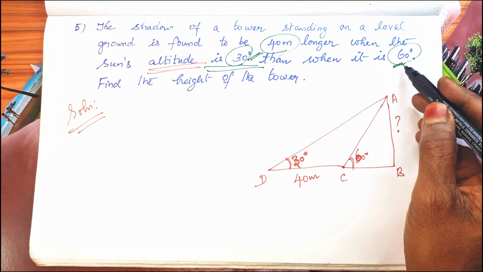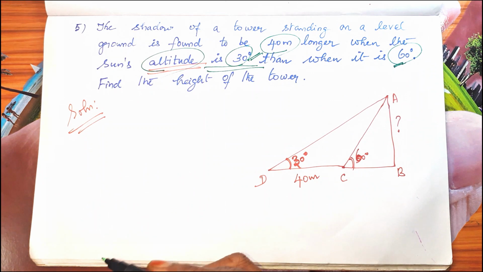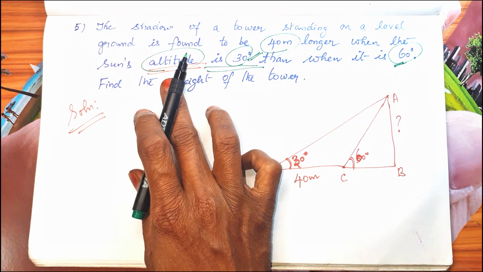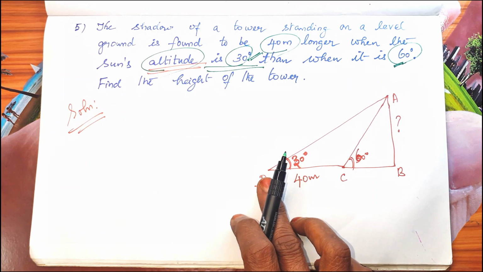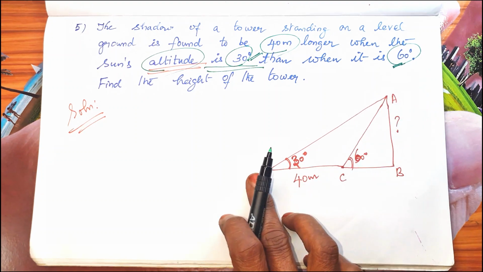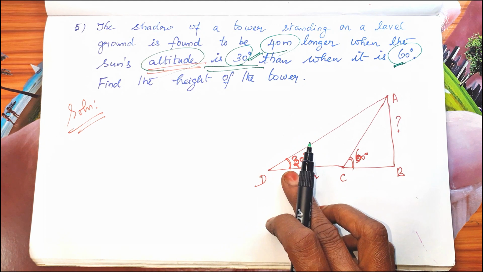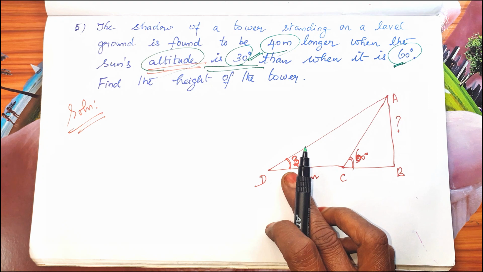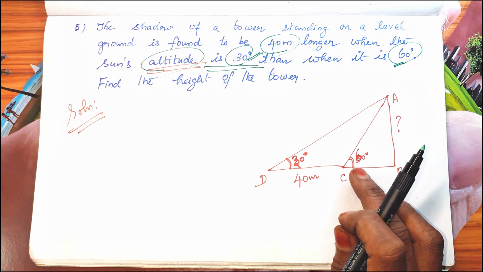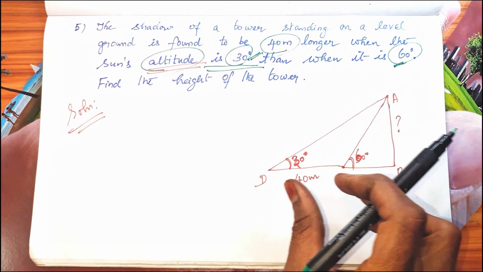But when the altitude is 60, it is not like that. First, we have to know what is the altitude. Already in the previous video, we went through the angle of elevation. This is a different term. When the observer is here and the thing which we are observing is there, the angle of elevation is the altitude. A different name is given, but both are the same. So when it is 30, 40 meters is extra. When it is 60, we don't know the distance.